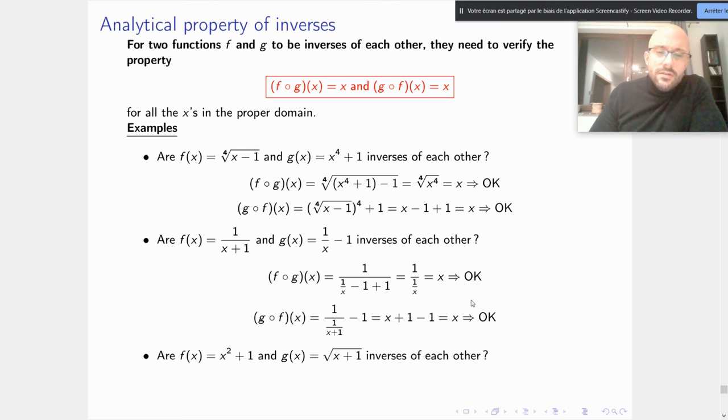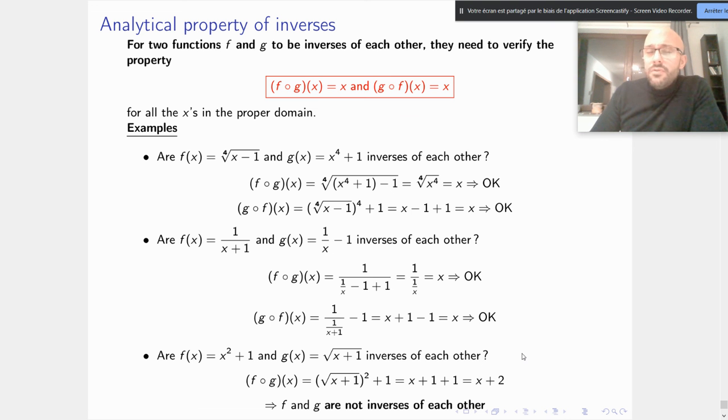And what about those two functions? Let's compute f after g. So f after g, we take the expression of f, replace the x by square root of x plus 1. The square root and the square cancel. It gives us x plus 1, so it gives us x plus 2. So here it's different from x, and here we can already say that those two functions are not inverses of each other, because the result does not give us x for this composition.